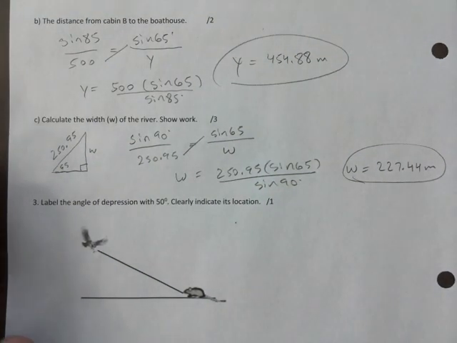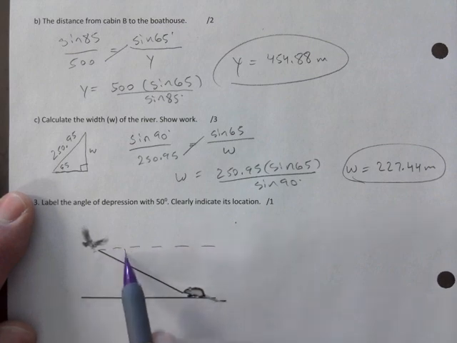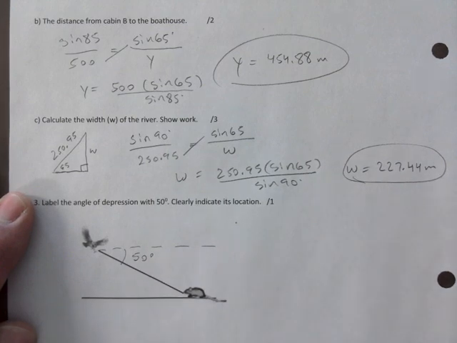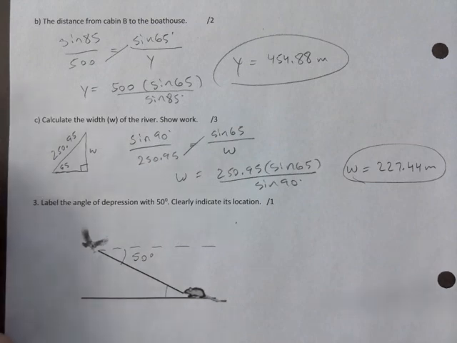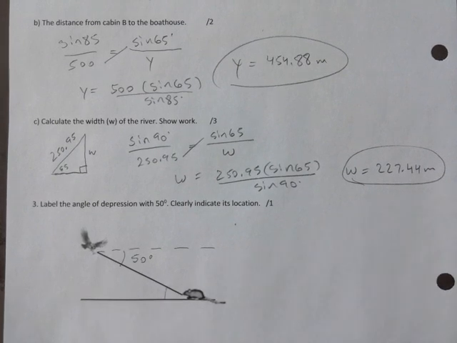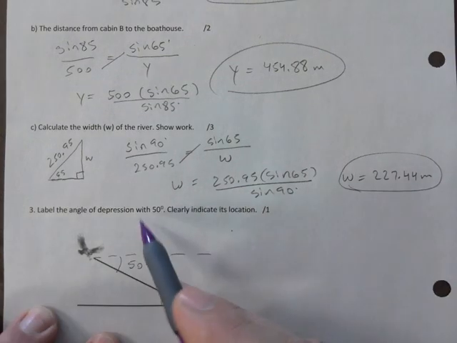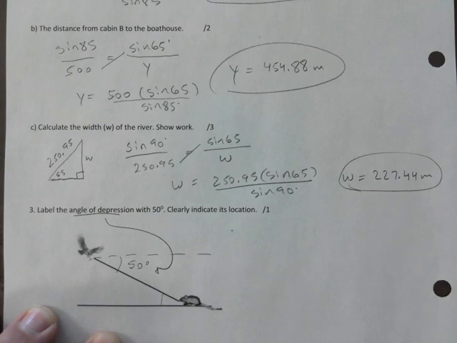Okay, so last question. Label the angle of depression with 50 degrees. Indicate its location. And it is right here. That's the angle of depression. This is angle of elevation, horizontal looking up. So from the eagle's perspective, the angle of depression is 50. You can argue that this is 50 as well, but that is not the angle of elevation. Angle of elevation is up there. That's why I wanted you to clearly indicate its location. So 1 mark, it's either all or nothing. There's no halfers here.